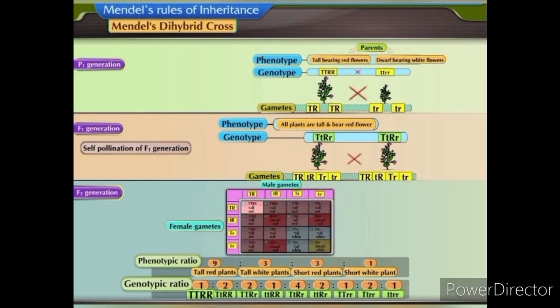1:2:1:4:2:1:2:1. 1 TTRR, 2 TtRR, 2 TTRr, 1 ttRR, 4 TtRr, 2 ttRr, 1 TTrr, 2 Ttrr, 1 ttrr.